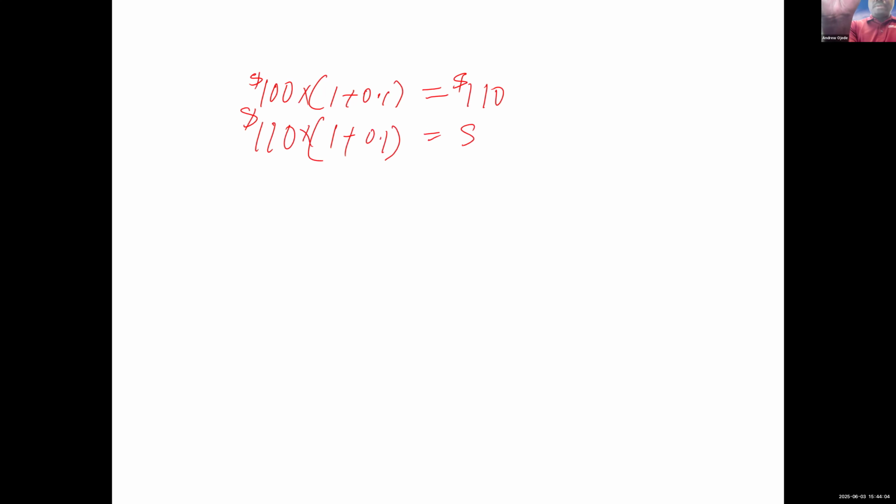This is going to be equal to $121. So at the end of period 1, that's your money total. And then after year 3, you're going to have $121 roll over. It's going to be times 1 plus 0.1. This is going to give you $133.